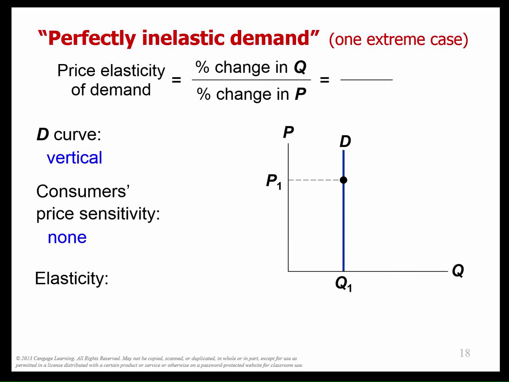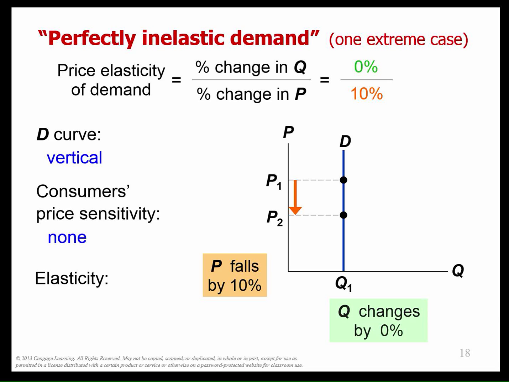Okay, if the demand curve is straight up and down, the change in Q is going to be 0%. Let's just suppose the price changes by 10%. Q is going to change by 0%. All right, so you see that no matter what change we put down here, we always get 0 up here, which makes this whole fraction, 0 divided by anything, always equal to 0. So the elasticity is therefore 0.